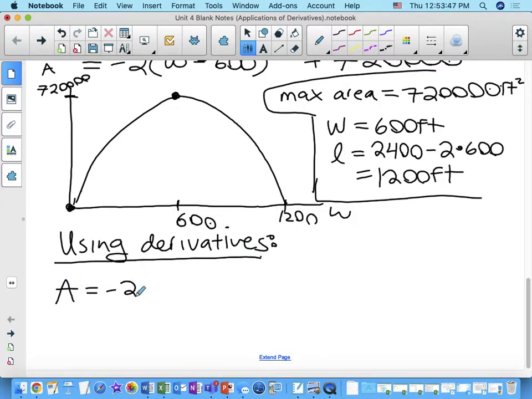A equals negative 2w squared plus 2400w. We still need that. But all we need to know is the value of the width when the derivative of the area is 0. That's it. To get the maximum area, we just need to know what's the width when the derivative is 0.